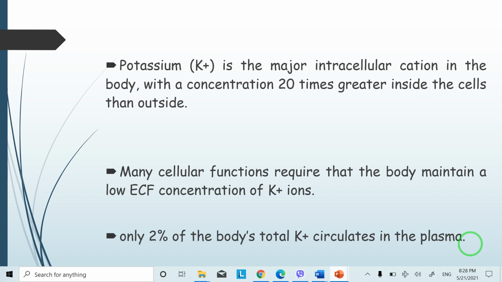Potassium is mainly found inside the cell, so it is the major intracellular cation. The concentration of potassium inside the cell is about 20 times its concentration outside the cell. So about 98% of potassium is found inside the cell, and 2% is found in the extracellular fluid.